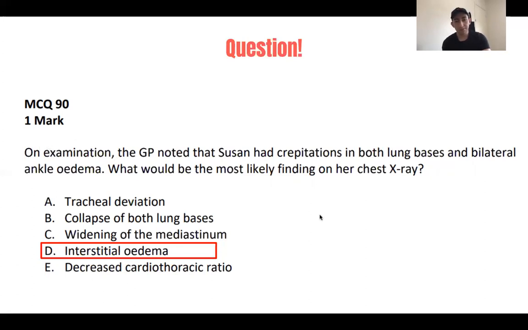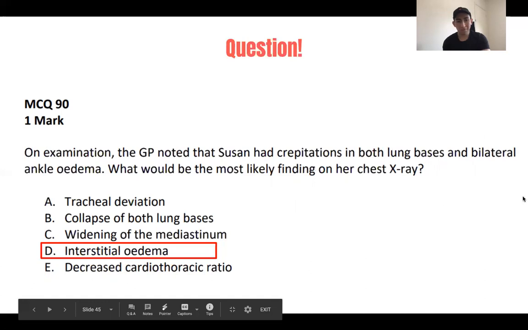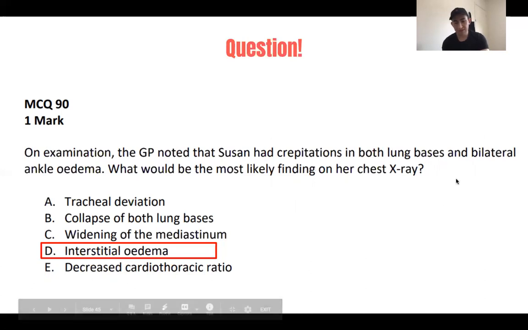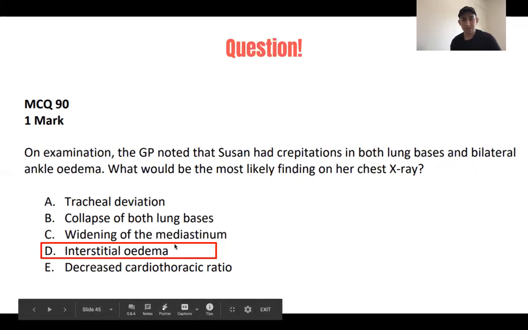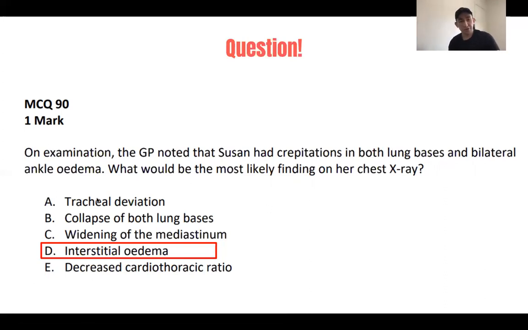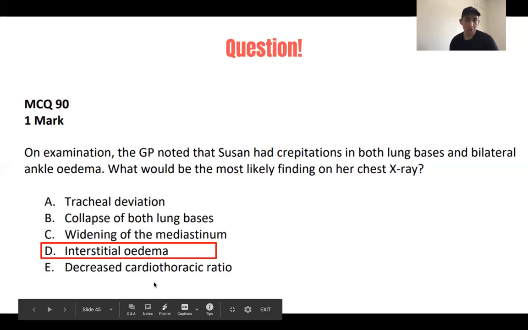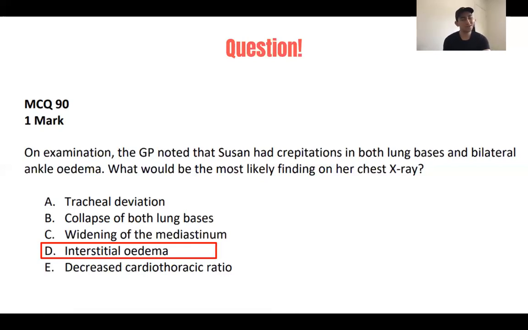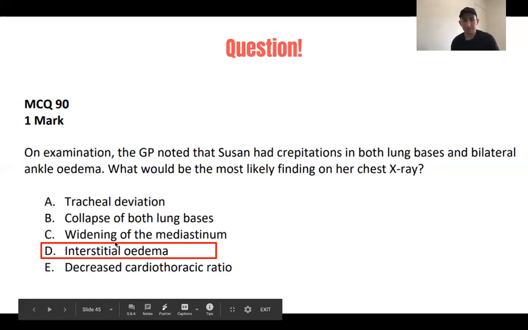Okay. This just means that there is more fluid than there should be in the lungs, which is very typical of congestive cardiac failure. It is also what causes your orthopnea and paroxysmal nocturnal dyspnea, and the only option associated with fluid in the lung is interstitial edema. Tracheal deviation and pneumothorax are not associated here. Collapse of both lung bases is called atelectasis, also not associated here. Widening of the mediastinum often might be in cases of some tumors or aortic dissections. Decreased cardiothoracic ratio, I don't really know what that is or what causes it, but interstitial edema, definitely.